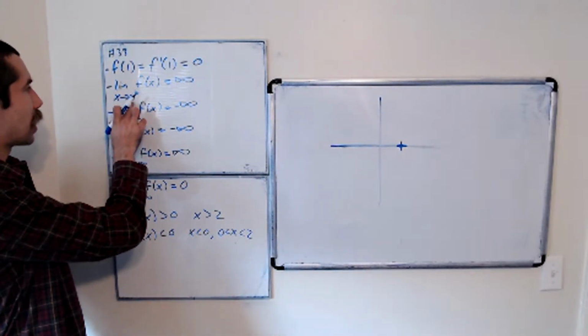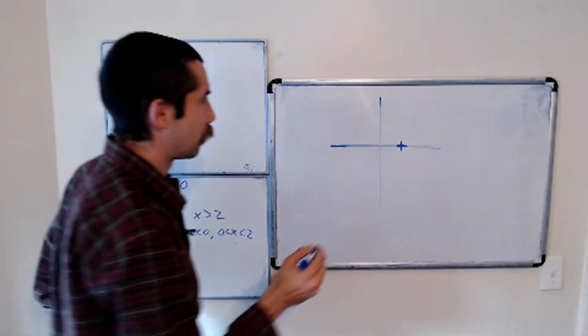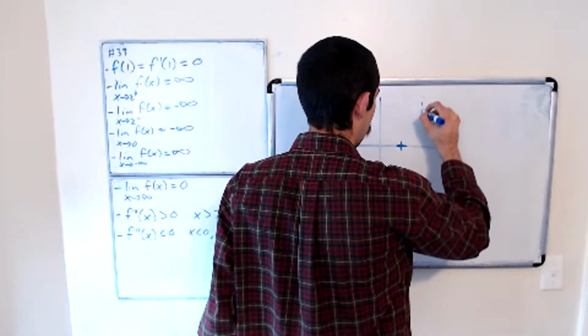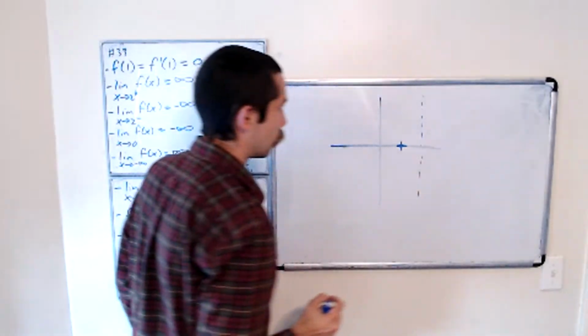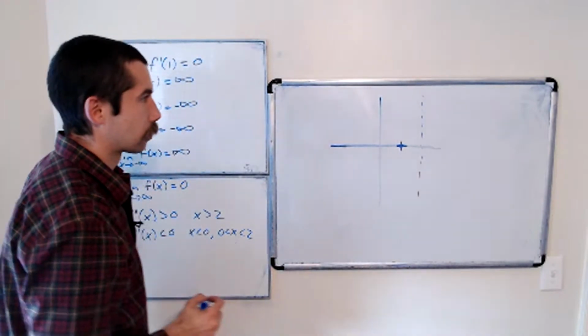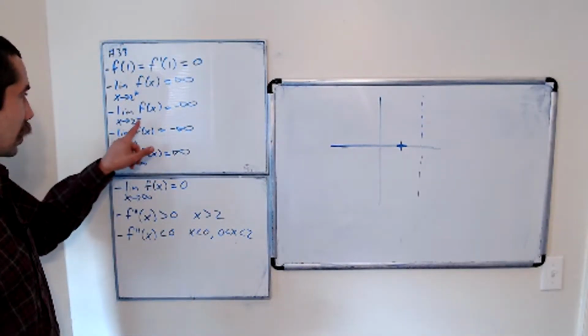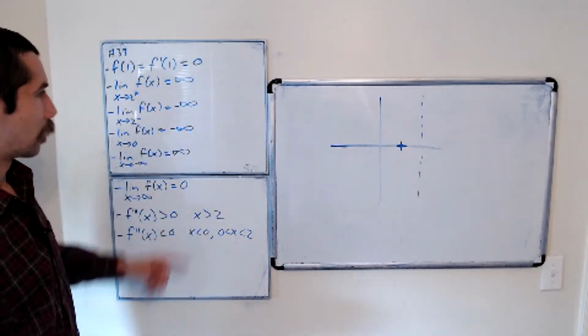Okay, the limit as x goes to 2 from the right is equal to infinity. So let's draw ourselves a vertical asymptote here. And we know that as x goes to 2 from the right, we go up to infinity.